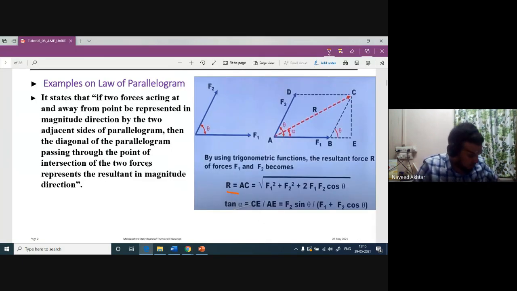In previous classes, we have done examples in tutorial number 4, examples on the parallelogram law of forces. So if two force systems are there and they are concurrent forces from one point, then that type of forces you can solve with the parallelogram. So what is the parallelogram of force?